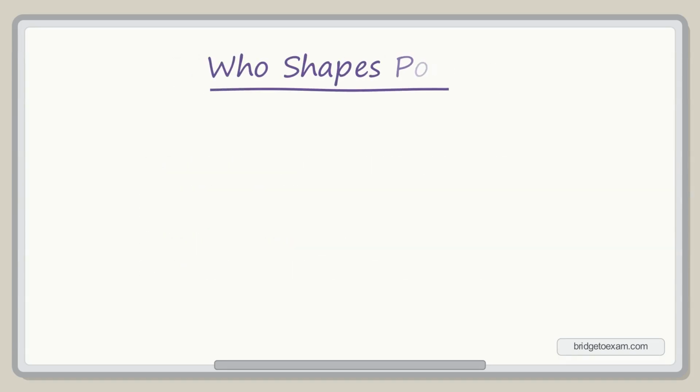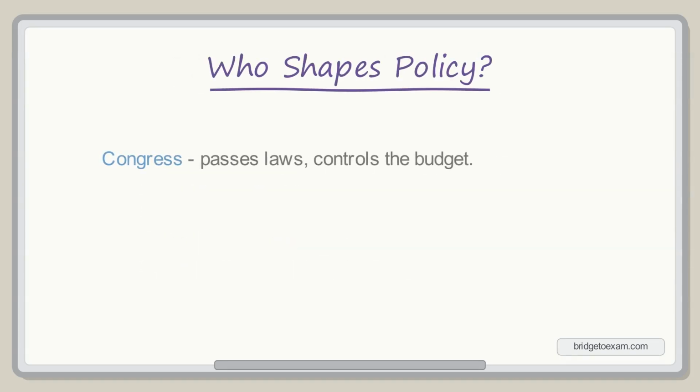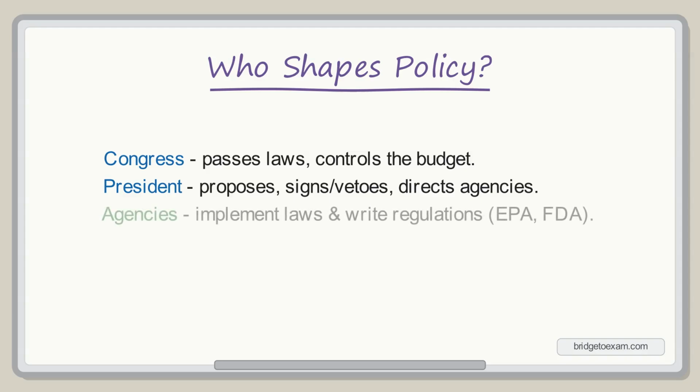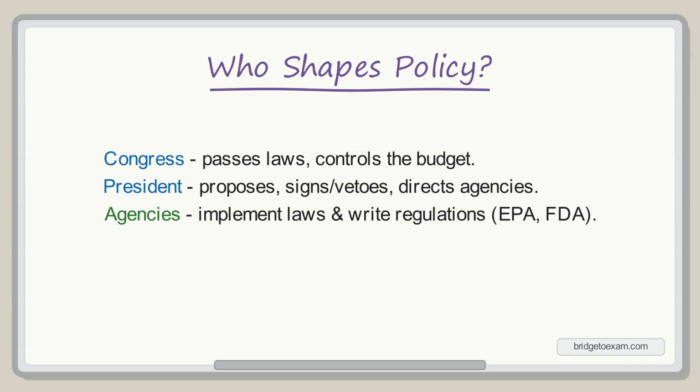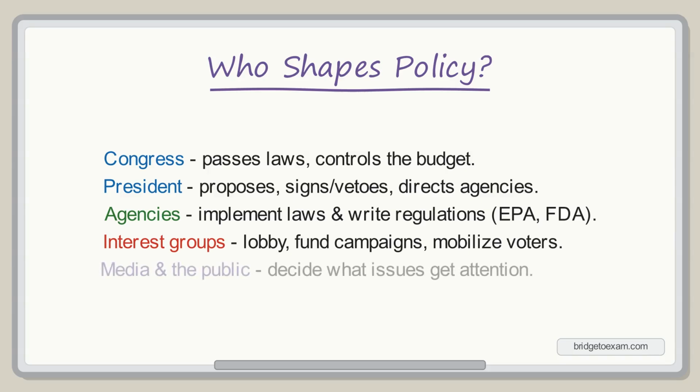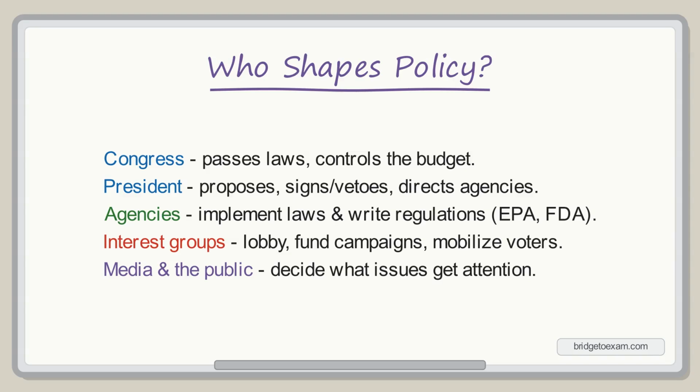Many players shape policy. Congress passes the laws and controls the budget. The president proposes ideas, signs or vetoes bills, and directs the agencies. Federal agencies actually implement the laws and write the detailed regulations. And outside government, interest groups lobby lawmakers, fund campaigns, and mobilize voters. Groups like AARP, the NRA, and the Sierra Club. And don't underestimate the media and the public. By deciding which issues get attention, they shape what politicians choose to prioritize.